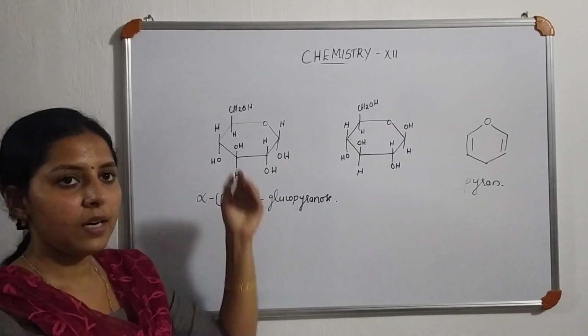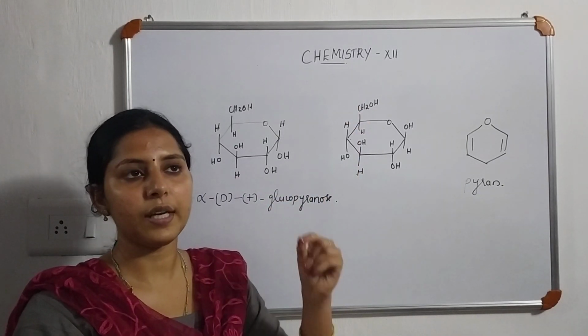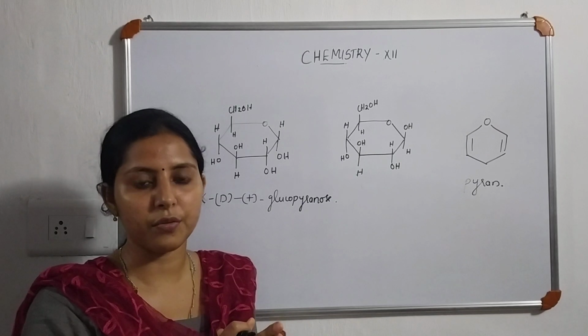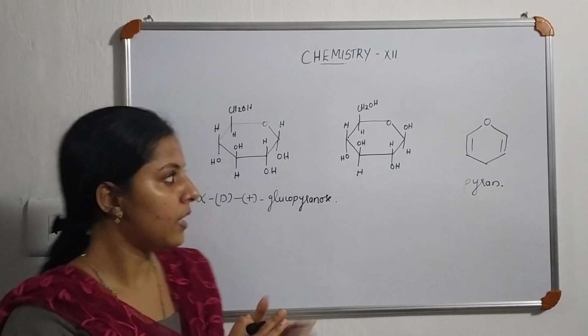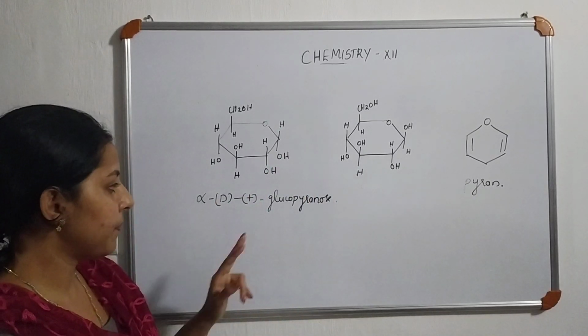D means, considering the CHO group in the open chain structure, the OH group on the asymmetric carbon farthest from the CHO group in the configuration, if it is towards right, it is called D. Towards left, it is called L. So in the case of glucose, it is towards right. So it is D.